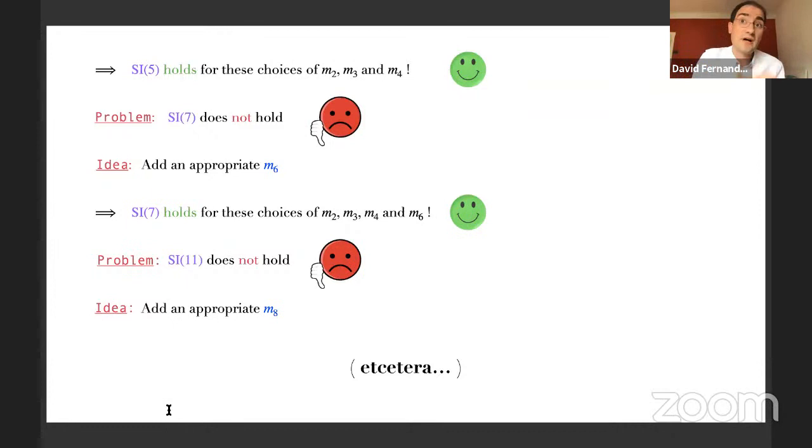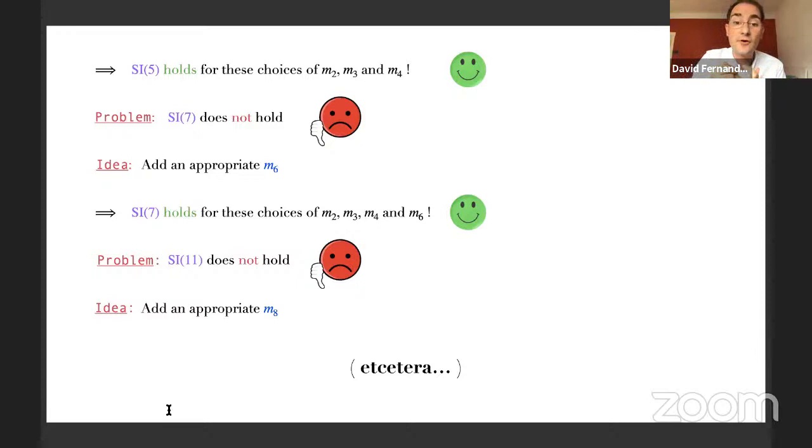But you have to prove the rest of the Stasheff identities, but because you have only a finite number of multiplications, you only have to check a finite number of Stasheff identities. In particular, you have to check the seventh Stasheff identity. And the problem is that with the original choice of M2, M3, and M4, the seventh Stasheff identity doesn't hold. Okay, so we have to work a little bit more. So the idea was, let's add an appropriate M6, and adding this M6, we finally prove that the seventh Stasheff identity holds for these choices of M2, M3, M4, and M6. So perfect.